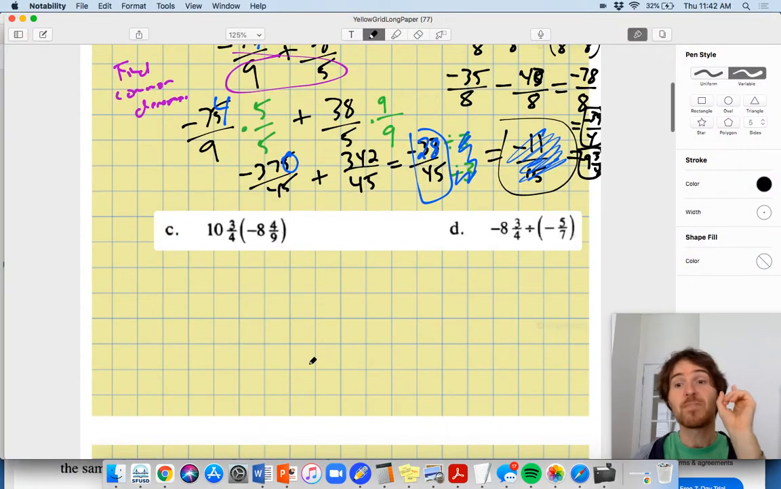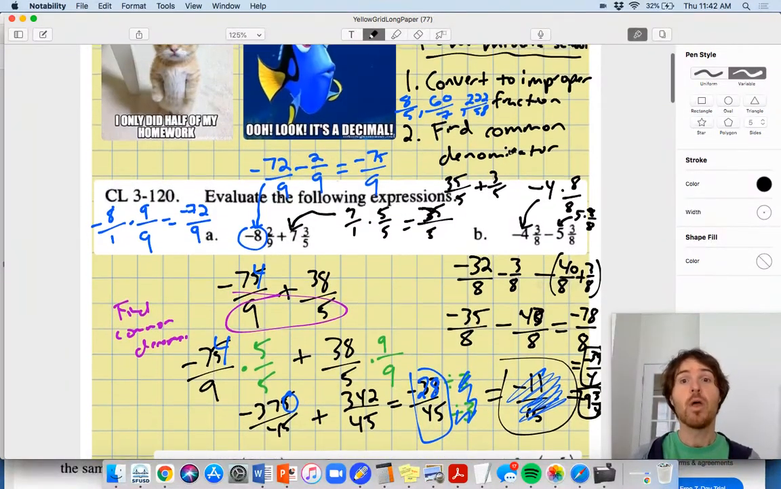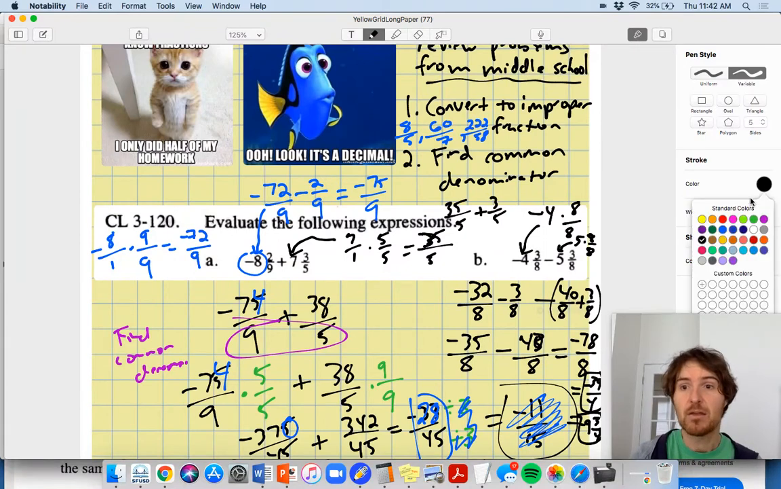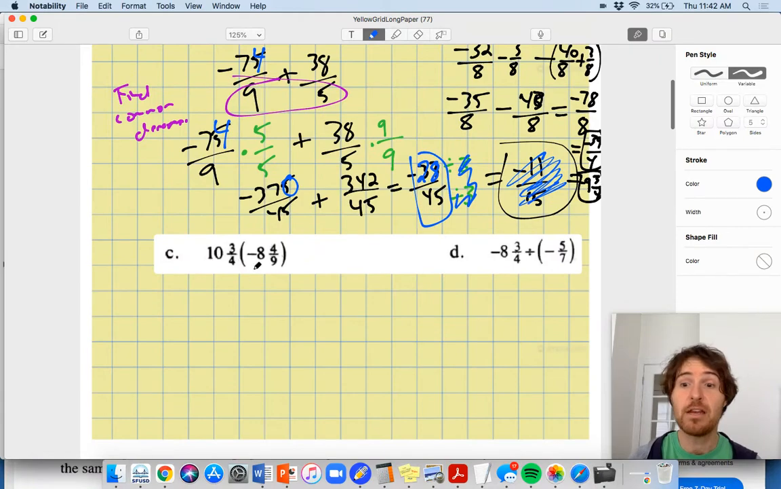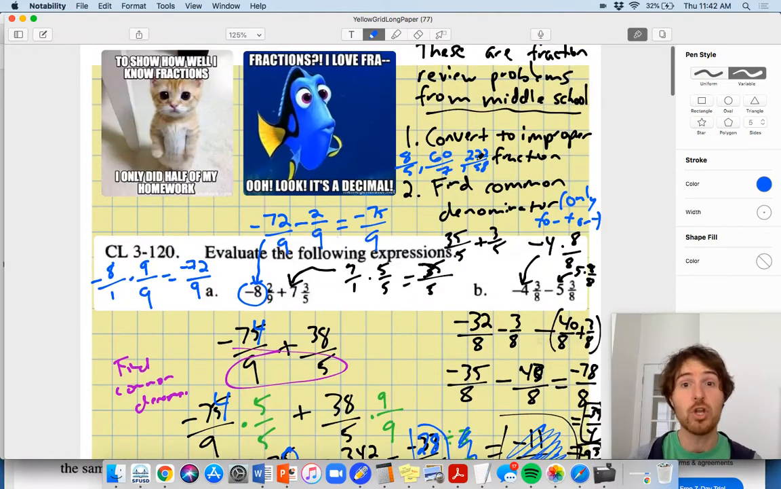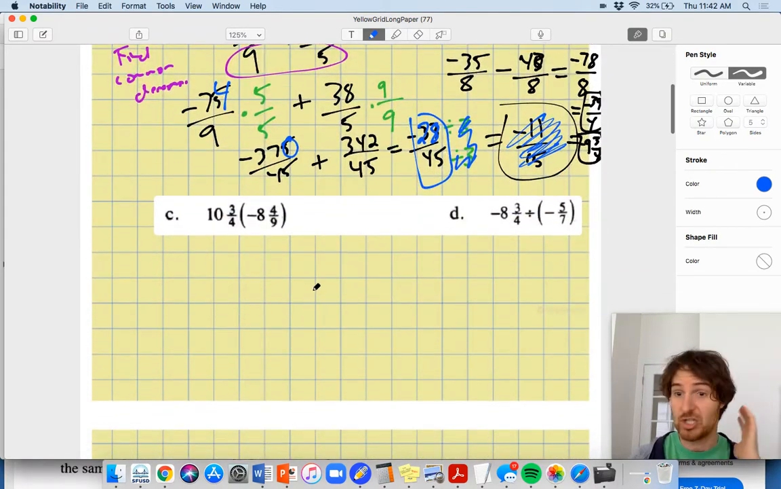Okay, let's keep going. All right, this is a little bit easier here because this is multiplication. So when it's multiplication, finding a common denominator is really only for adding or subtracting. Here, I don't need to find a common denominator, but I'm still going to convert to an improper fraction.